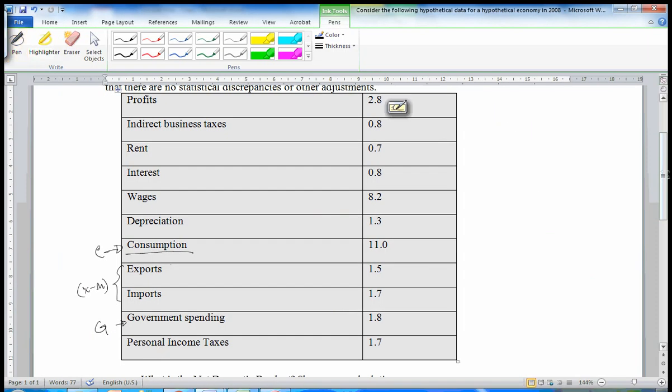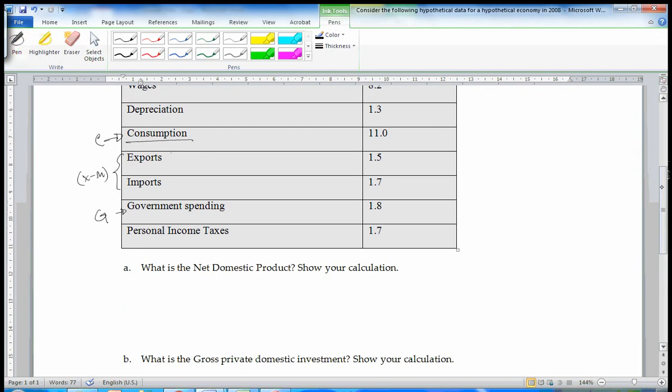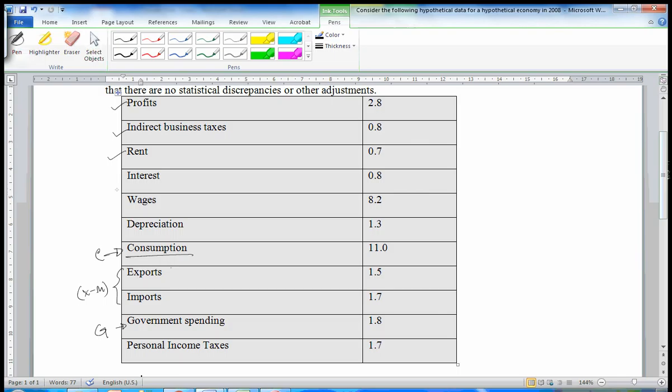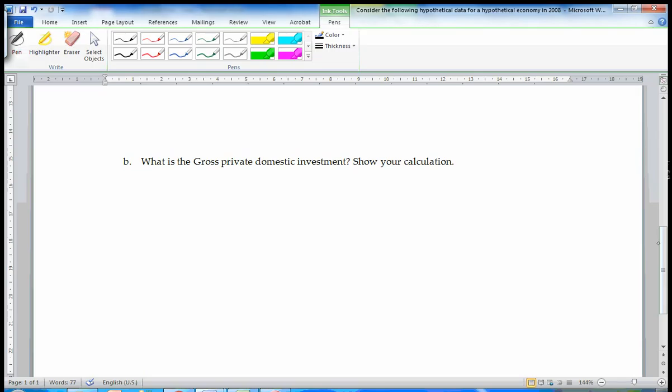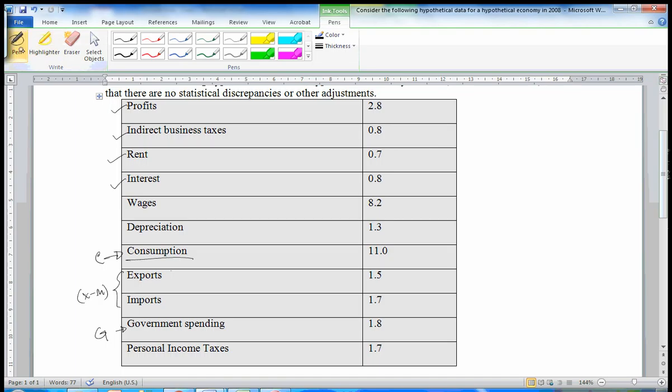So here, profits are paid out by firms as income, indirect business taxes are paid out by firms to the government, rents are paid by firms to the owners of land, machineries, etc. Interests are paid by firms to the lenders from which they borrowed loans, etc. Wages are paid by firms as payments to workers, and depreciation is also paid by firms to repair those machinery. So I will add up all these components to get my total GDP.